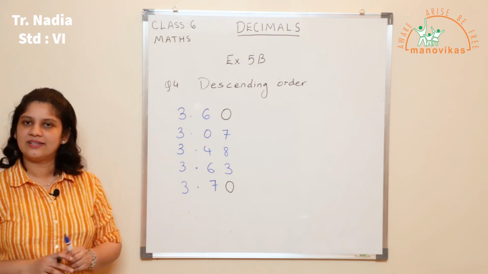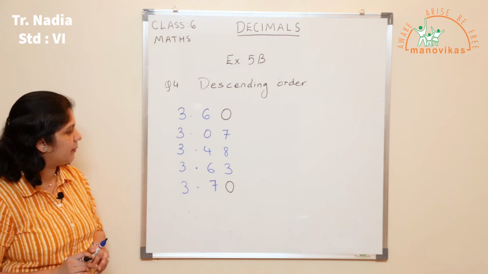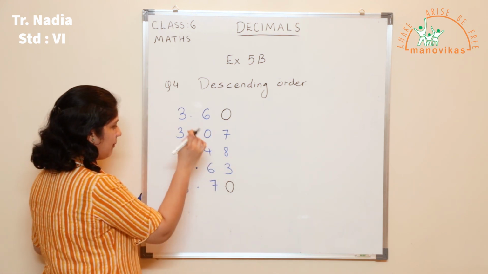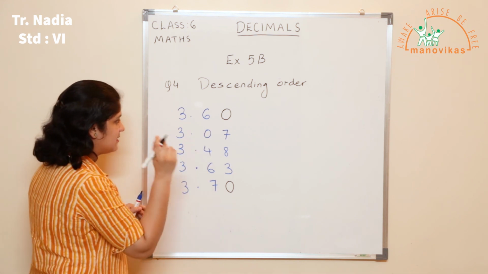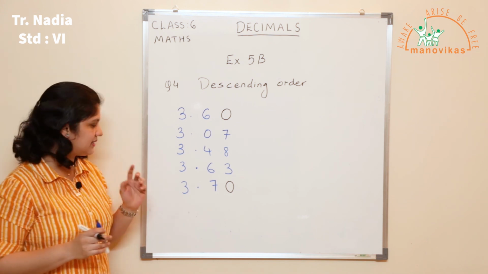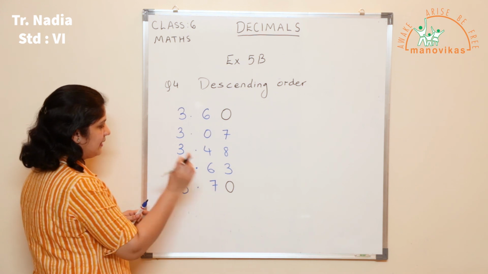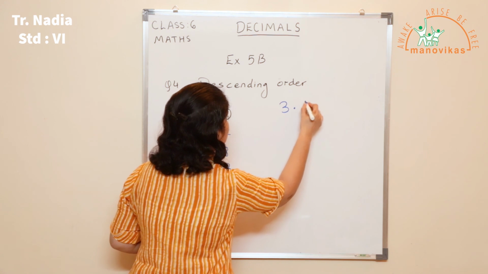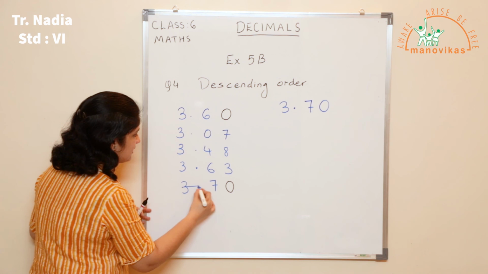Now the whole number part is same everywhere. So we have to basically look at the decimals and compare. So 3 point, let's see which number has the smallest digit in the decimal place. There is 0. Okay, sorry, we are doing descending order. So we have to see the biggest number first. So 7 is the biggest digit in the tens place. So that will come first, 3.70. Okay, so we are done with 3.70.